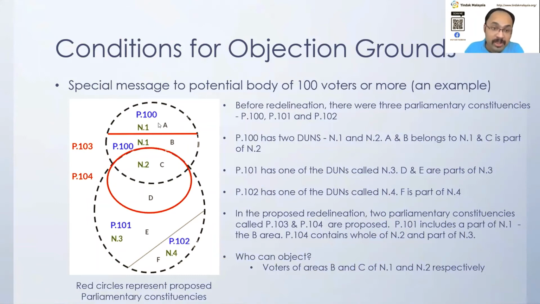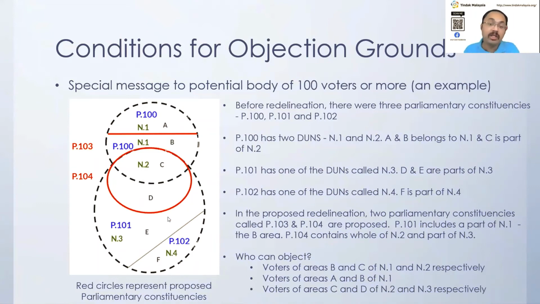Okay. B used to belong to P100, and now it becomes part of P103. Okay. C used to be part of P100, now moved to P104. Then A and B, because some of you are no more with P100. You're going out. You're going to be taken out. Okay. Then those in C and D.